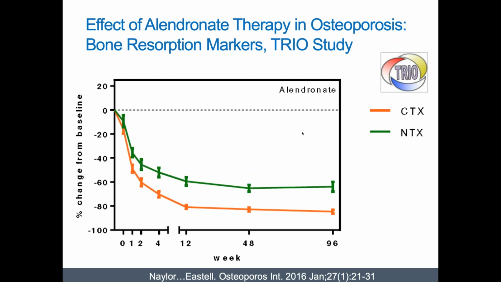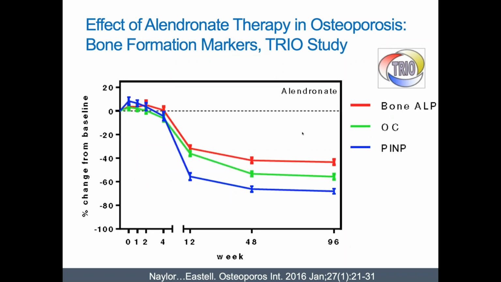And you'll notice also that the error bars around the CTX are less than they are for the other marker, NTX, which is why we chose the CTX as our principal marker. That's for resorption. Now, if you look in the same kind of slide, I'll show you the effects on bone formation markers. And here we have the bone formation markers, bone alkaline phosphatase, osteocalcin, and P1NP.